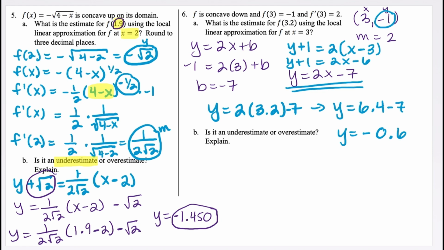Now, is this going to be an underestimate or an overestimate? It is concave down, which means the tangent line is on top of the graph. So it's going to be an overestimate, specifically because it's concave down, okay? When it's concave down, imagine a graph concave down. The tangent line is going to sit above the graph. So if you're estimating this point by using this point, it's higher than the graph. So it is an overestimate.